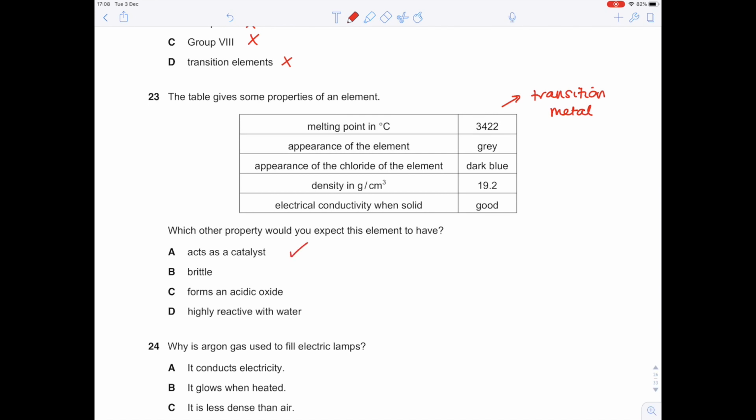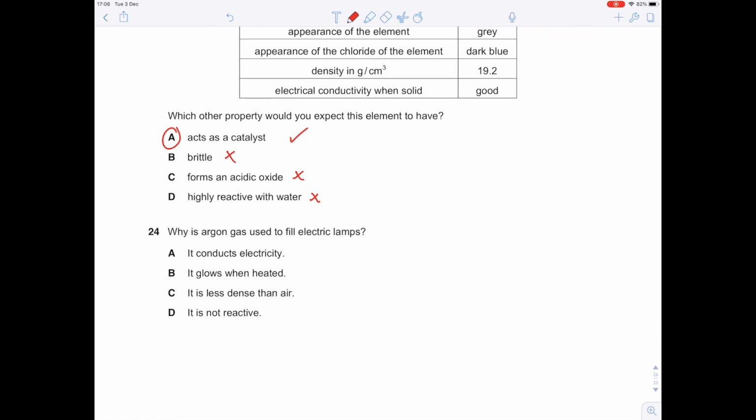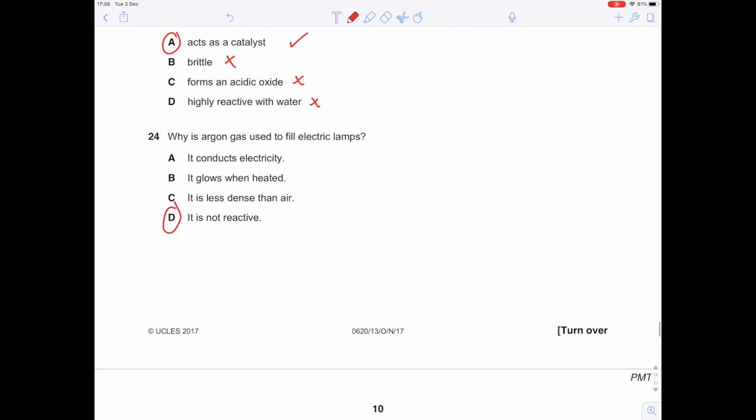So 23A. Metals are not brittle. Metals form basic oxides, and most metals aren't very reactive with water. The exception here is obviously group 1 metals, but we know it's not a group 1 metal because this metal has a much higher melting point than I would expect of a group 1, which is why I believe that 23A is the answer. Why is argon gas used to fill electric lamps? Well, remember it's in group 8, it's very unreactive, so that's why D is the answer here.